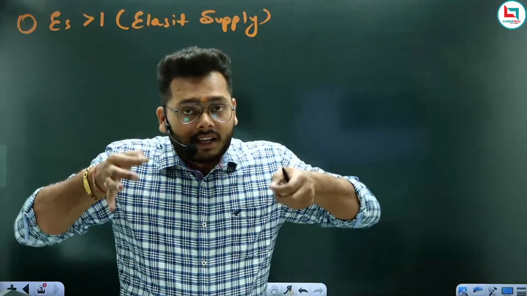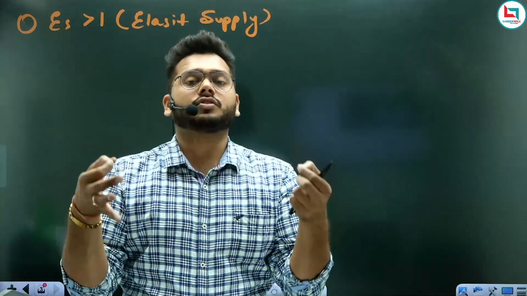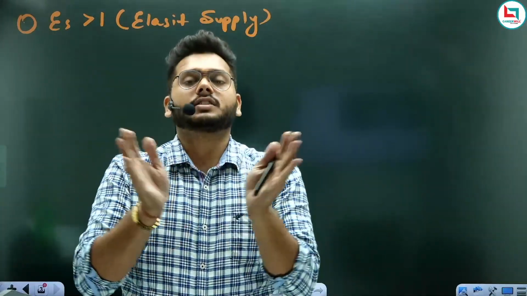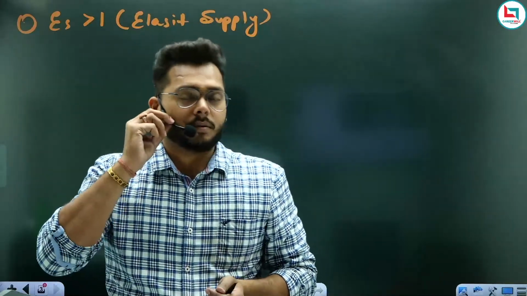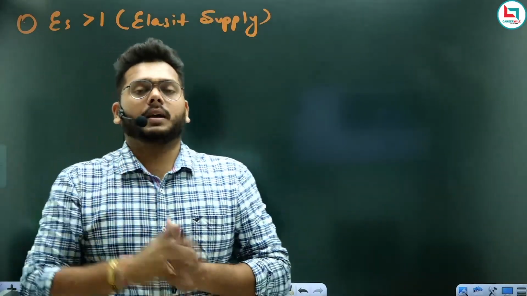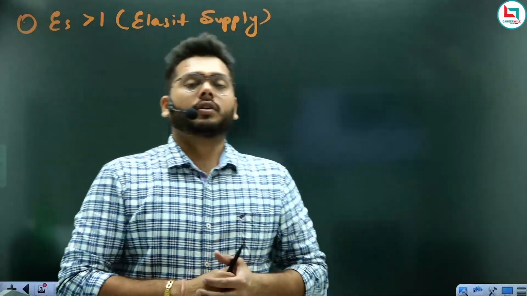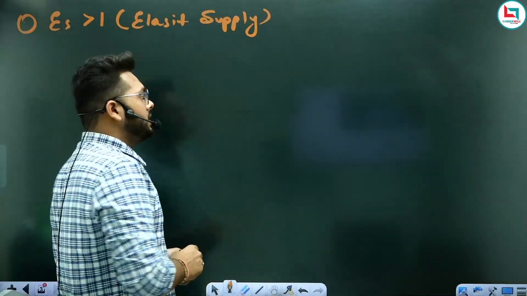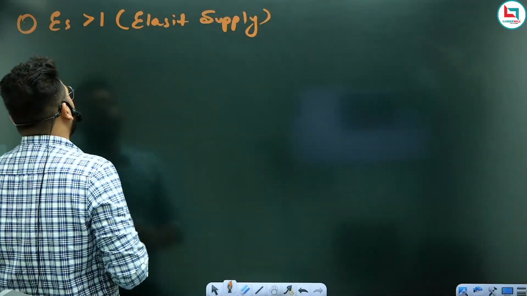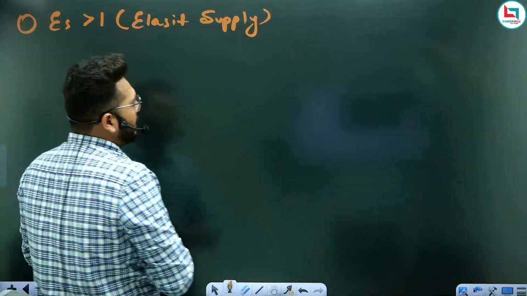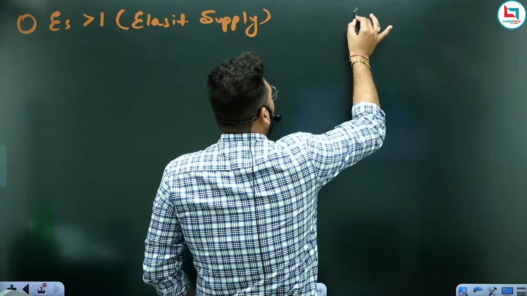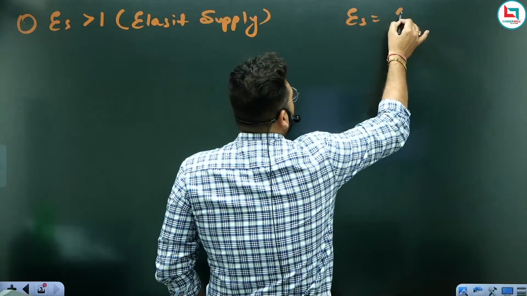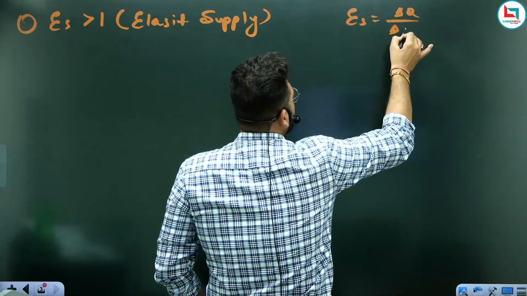When supply is changing by more than the percentage change in price, this will be considered elastic supply. Just tell me, am I clear or not? This is what is called elastic supply, which is more than one. Let's say, try to understand, as you all know, ES equals percentage change in quantity upon percentage change in price.